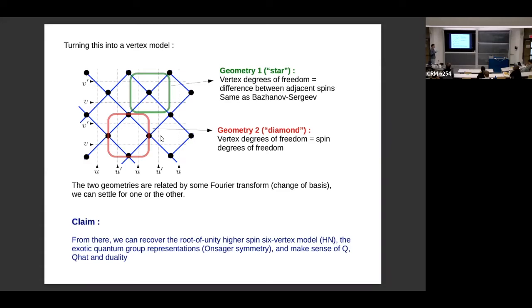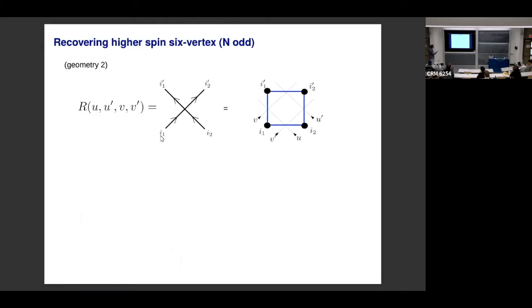And the big novelty compared to the vertex model or quantum group language is that we can make perfect sense of Q, Q hat, and duality. And that might sound like a detail, but for me, it's important. And it seems important. And also, since you have this factorization, I think it's really relevant. Okay, so let me show you a bit more in detail how this works.